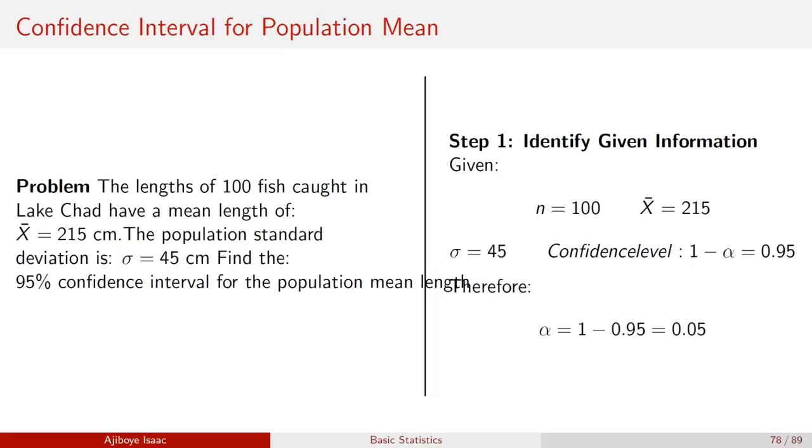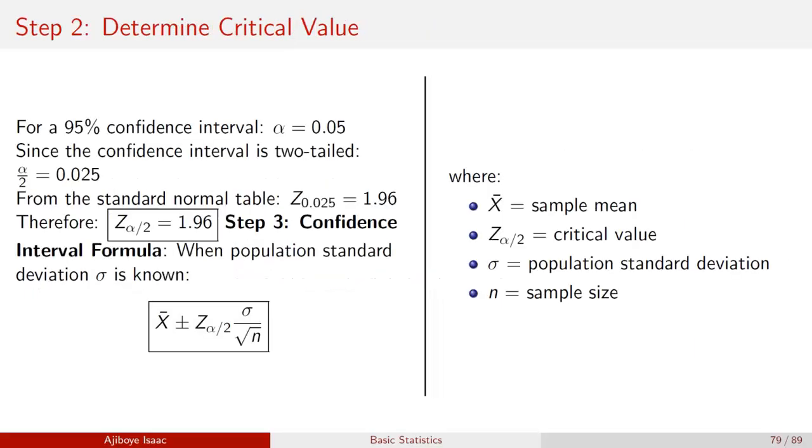So first thing to do, as usual, is to identify what has been given in the question. The sample size is given as 100. The mean length is given as 215 centimeter. The standard deviation is also given as 45 centimeters. We have been given the confidence level of 95% to construct the confidence interval. So if the confidence level is 95%, then our significance level will be 1 minus 0.95, which is 0.05. Therefore, to construct the confidence interval, we have to get the critical value.